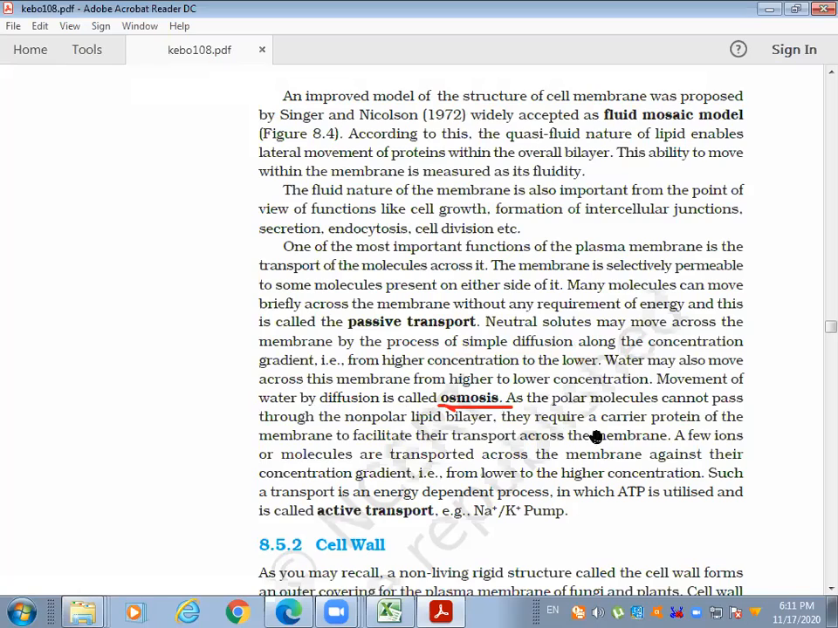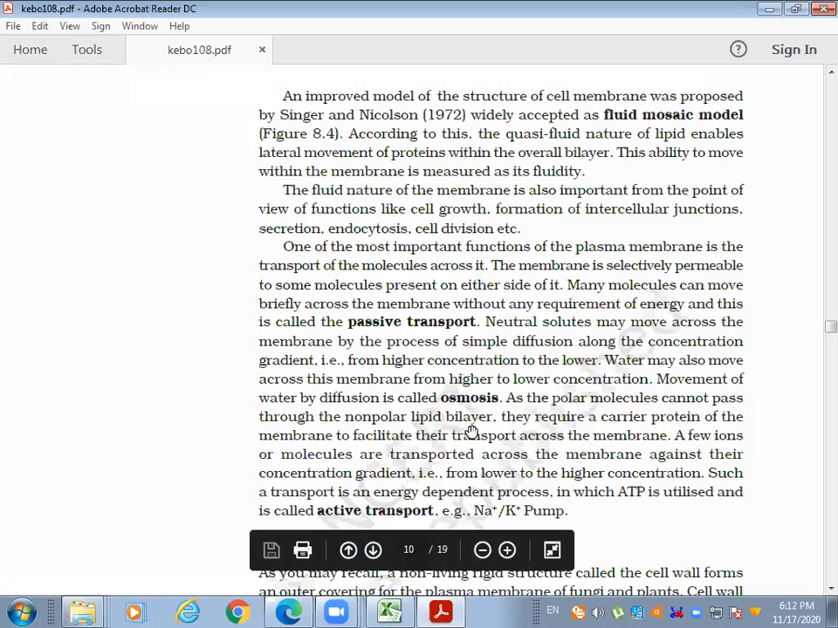As the polar molecules cannot pass through the non-polar lipid bilayer, they require a carrier protein of the membrane to facilitate their transport across the membrane.